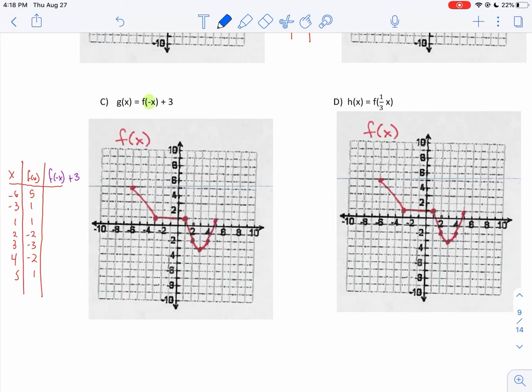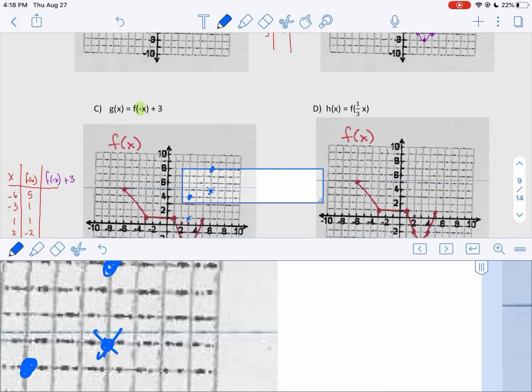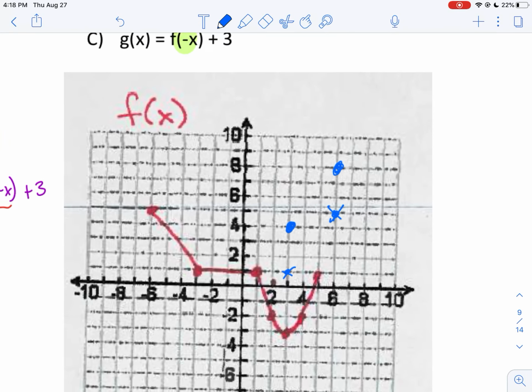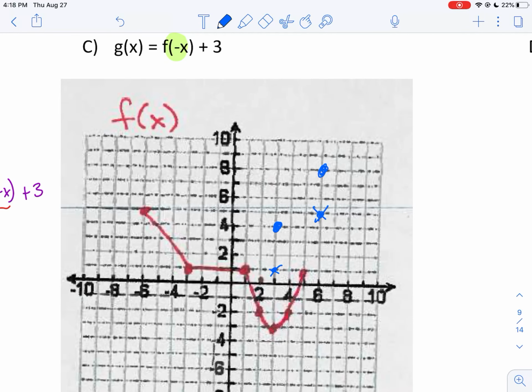Here we go. We've got negative 6, so it's going to flip this all the way over to positive 6, but then it's going to go up 3. So now we're up here. This one's going to flip from negative 3 to positive 3 and then shift up 3. Don't need that. This one is going to reflect across the y-axis over to here and then up 3.